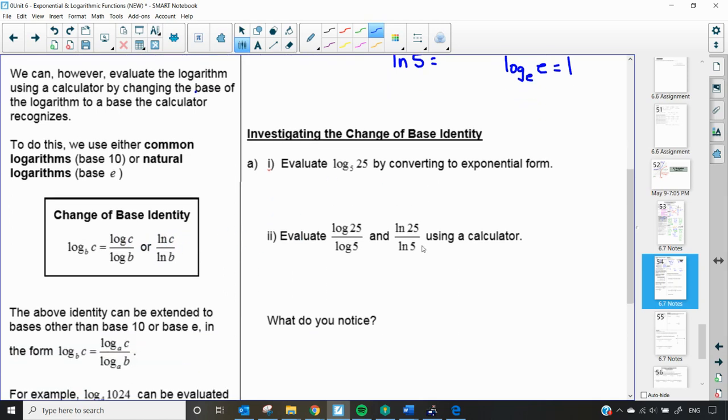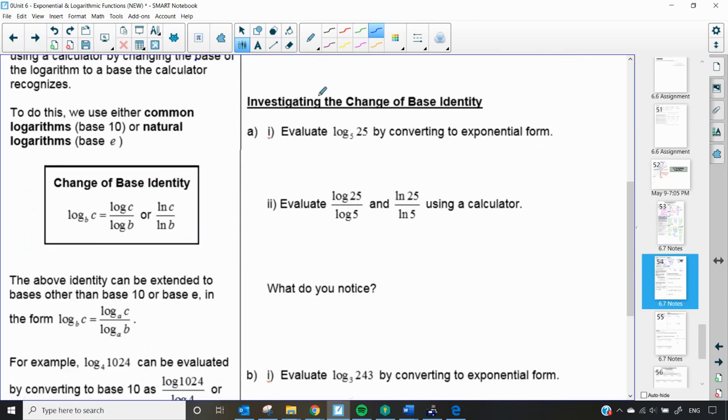Now let's take a look at an example of that using an investigation example here. So we're asked to evaluate log base 5 of 25 by converting to exponential form. So using what we had before, we'd have log base 5 of 25 equals v. So 5 to the v equals 25. 25 is 5 squared. So we have v equals 2.